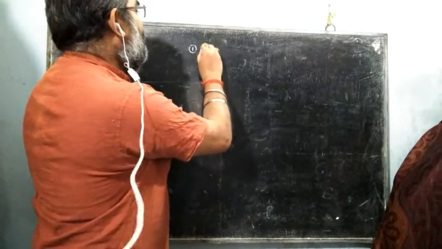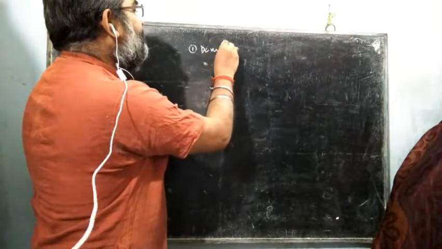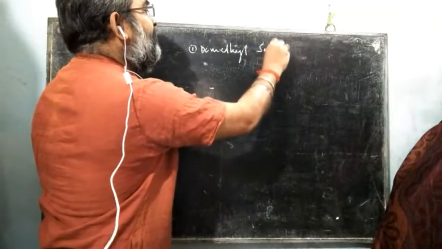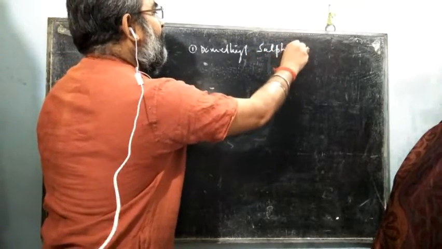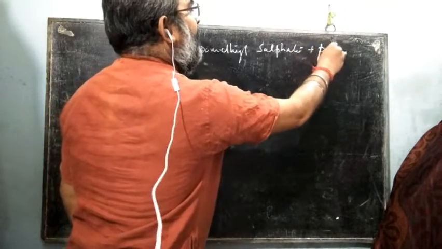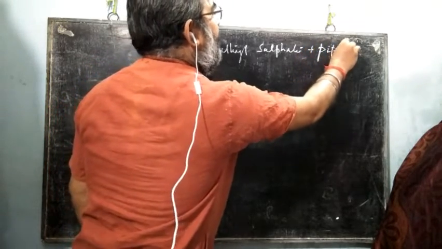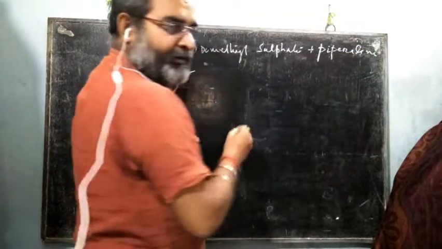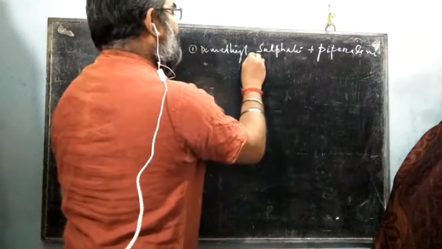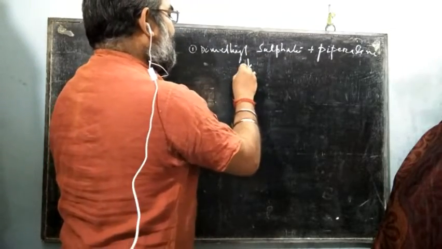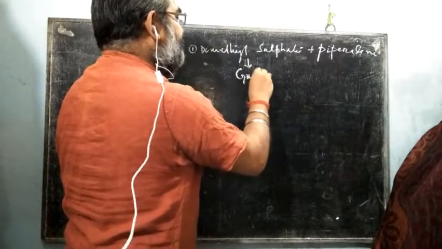First, dimethyl sulfate plus piperidine. It is responsible for separation of guanine.